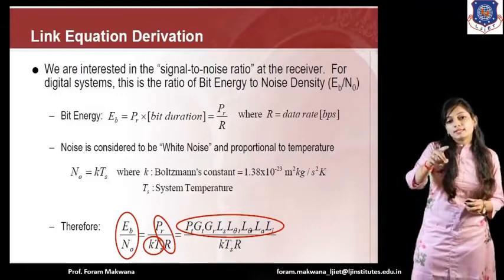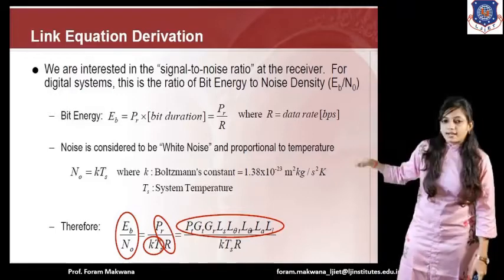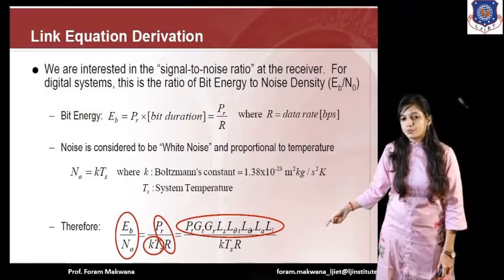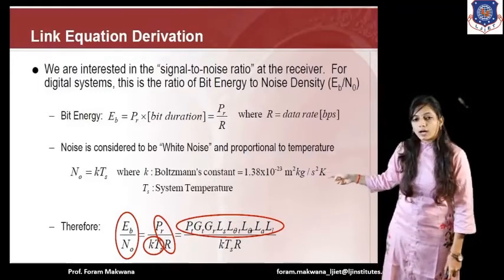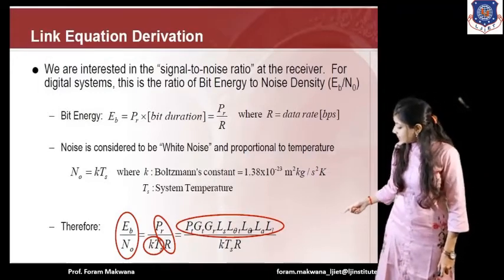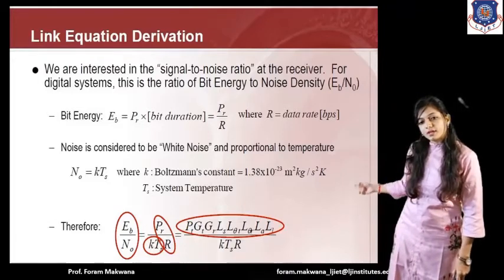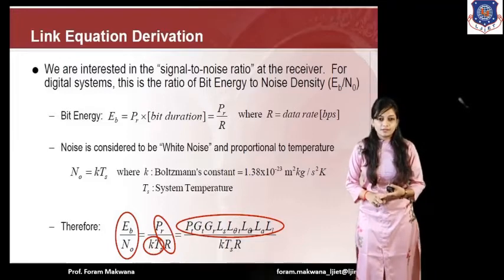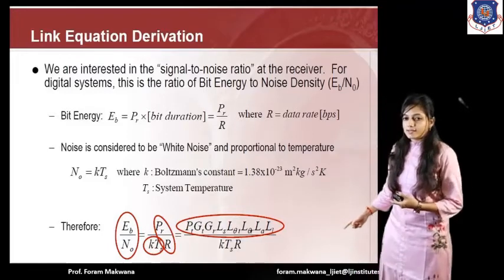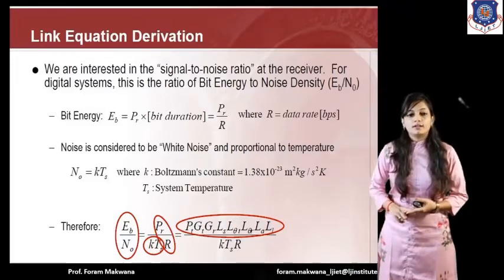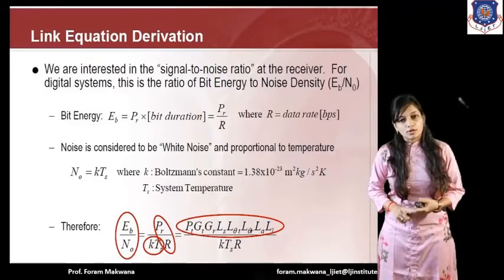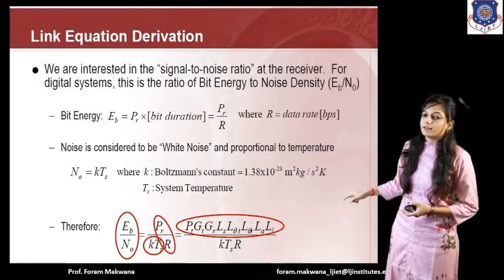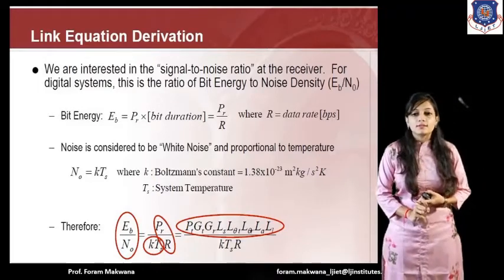Now we are going to place these two quantities, Eb and N0, in the final equation. It is Eb upon N0 is equal to PR upon K Ts into R. PR upon R, what does it represent? It represents bit energy. And what is K Ts? K Ts represents N0, that is the noise, right? And we have already calculated the value of PR. What is PR? PR is my received power.